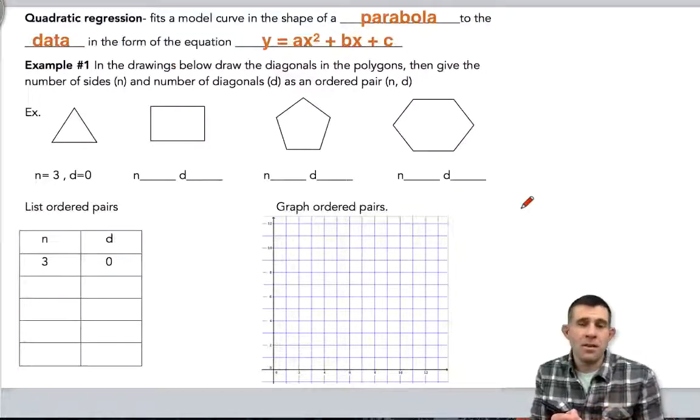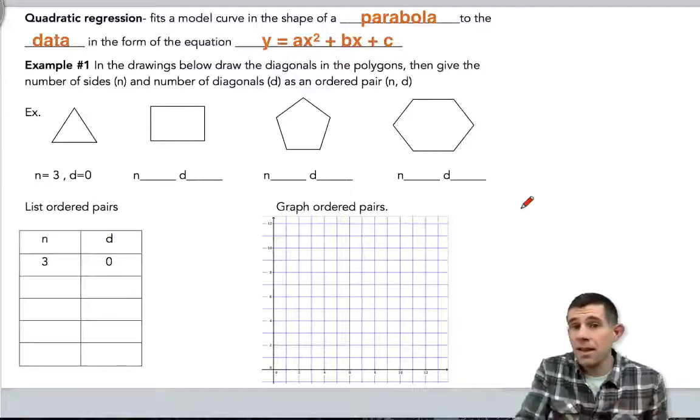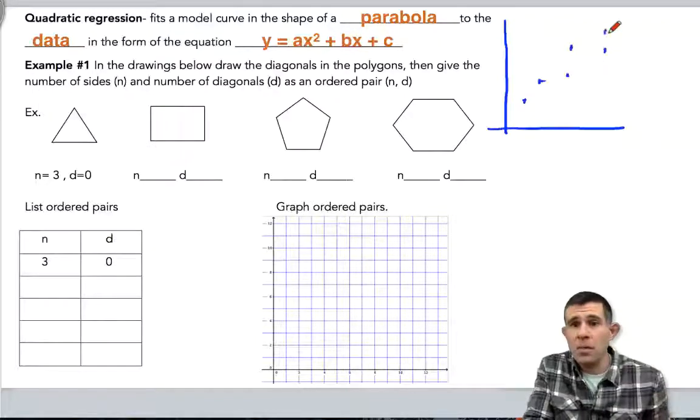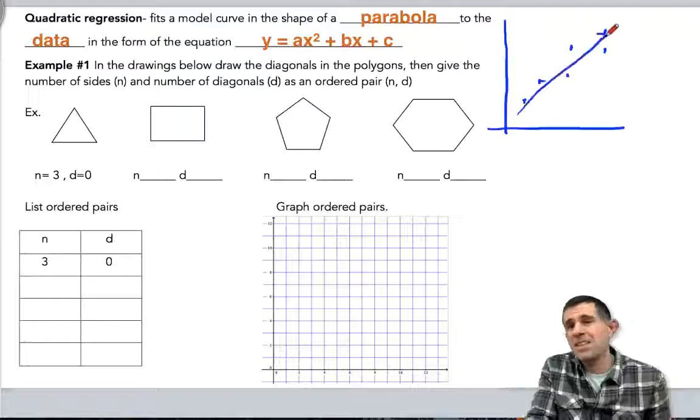Hey guys, today we're taking a look at quadratic regression. Now remember back to last semester we did something called linear regression, and we took a set of data points and we plotted them on the coordinate plane, and we said, hey, let's come up with a line that fits that data.